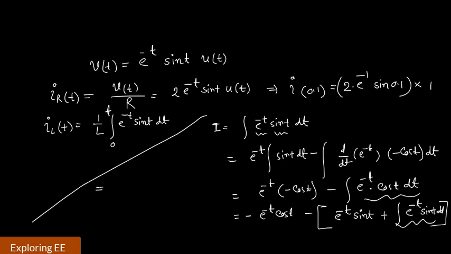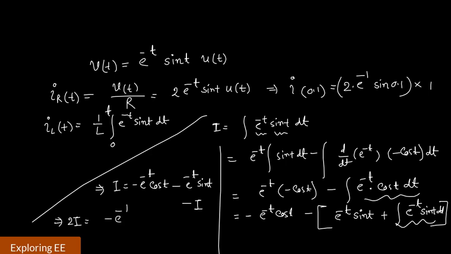So finally we have I equal to minus e to the power minus t cos t minus e to the power minus t sin t minus I. So twice I is coming out to be minus of e to the power minus t, which is common, times cos t plus sin t. So I is coming out to be half of e to the power minus t, cosine t plus sin t.